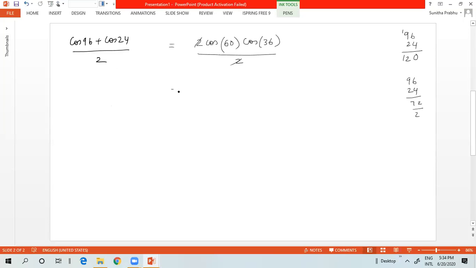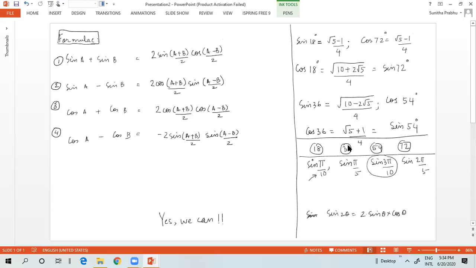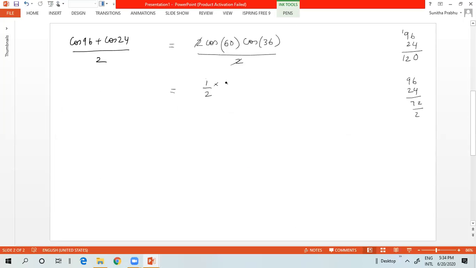Correct? Yes, sir. And now cos 60 we know. Cos 60 is a standard value, right? What is it? 1 by 2. Very good. And what about cos 36? Root 5 plus 1 by 4. So it's going to be root 5 plus 1 by 4, which means this is root 5 plus 1 by 8. Correct? Yes, sir. One second, I'll make a note.